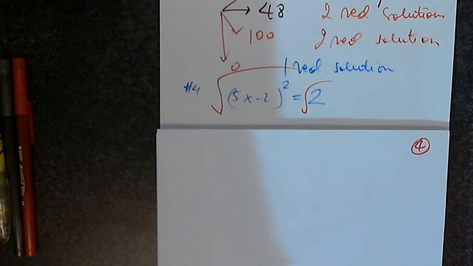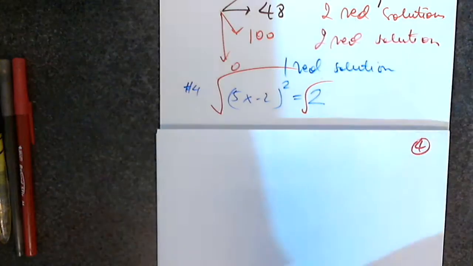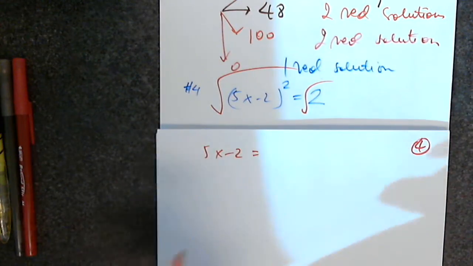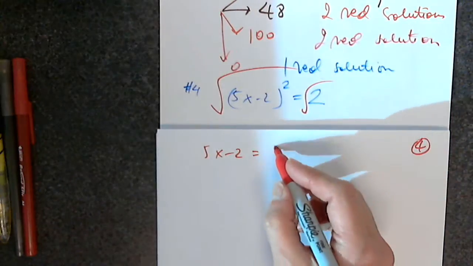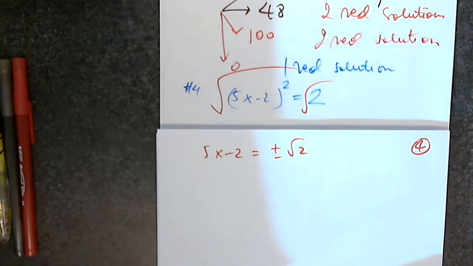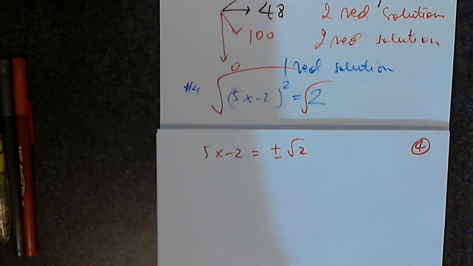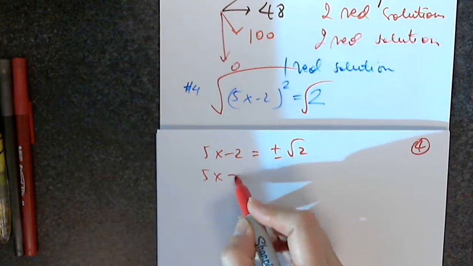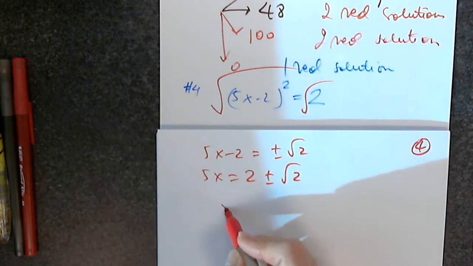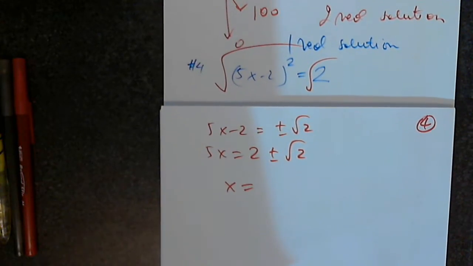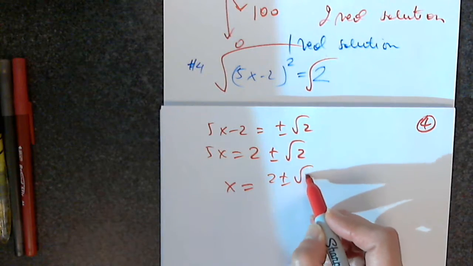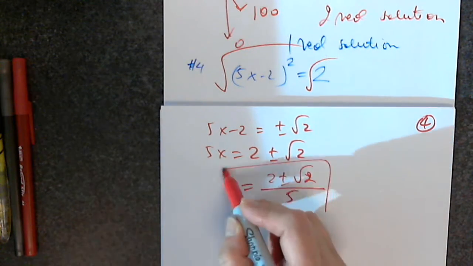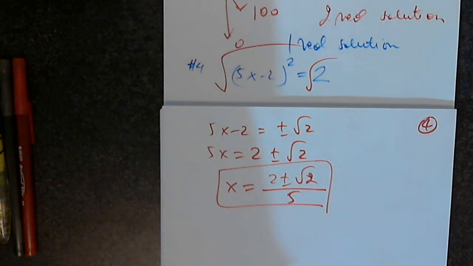Okay, the left-hand side would be... correct. Oh, plus or minus. Good. Now what do I do next? Move over -2. Correct. So I have 5x equals 2 plus or minus the square root of 2. And finally? 2 plus or minus... 2. Perfect.